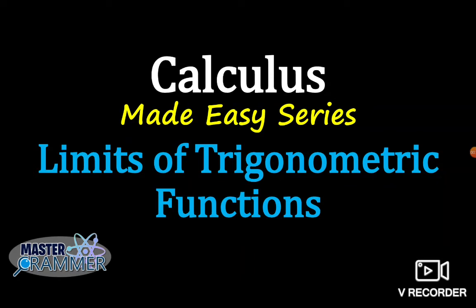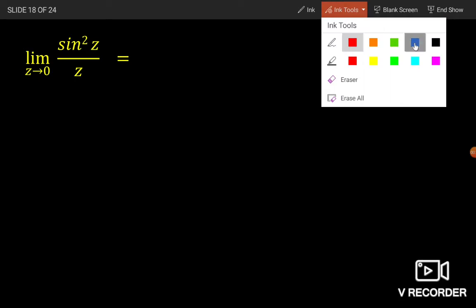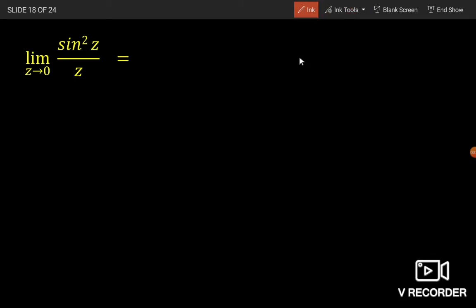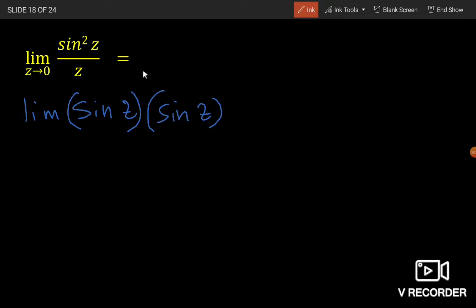Hi, let's now continue on our examples of limits of trigonometric functions. So here we have the limit of sine squared z over z as z approaches 0. We can rewrite this expression as the limit of sine z multiplied by sine z, since sine squared z is simply equal to sine z times sine z, all over z as z approaches 0.